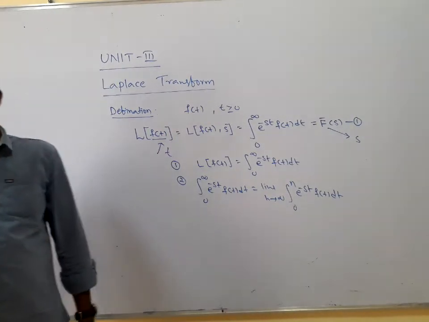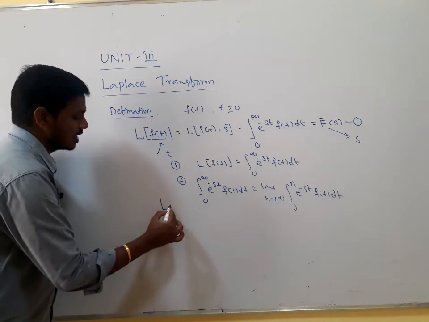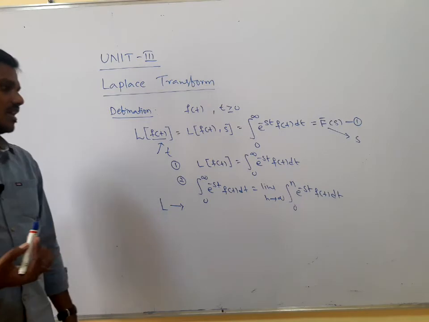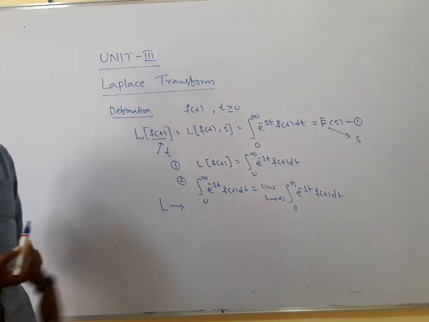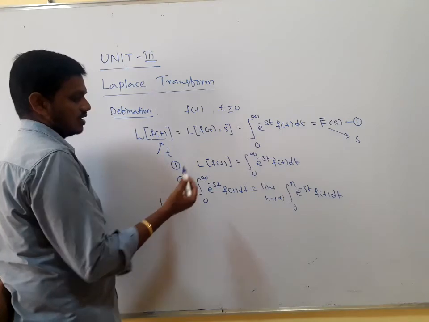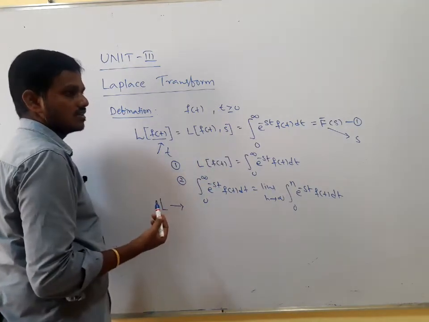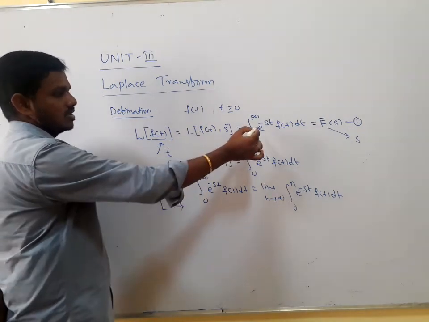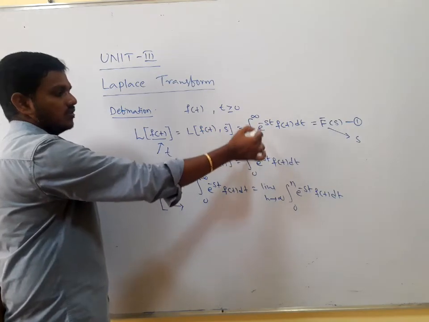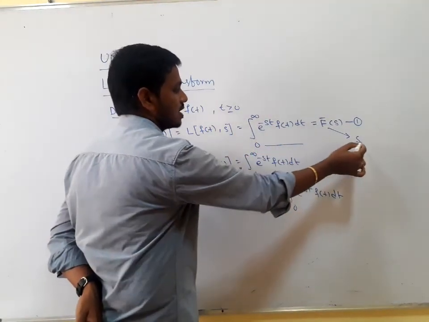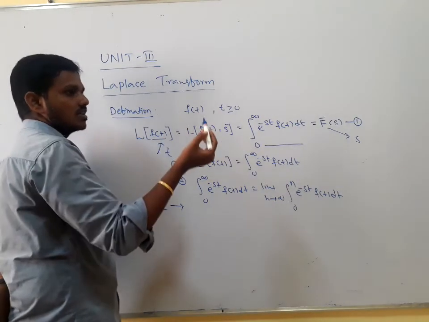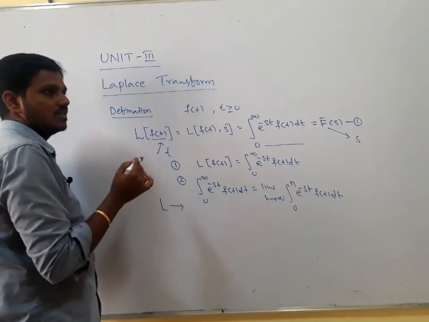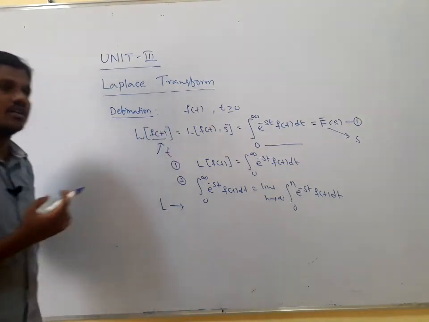Here the symbol L stands for the Laplace transformation operator. The Laplace transform of f of t exists if the improper integral, e to the power of minus st into f of t dt from 0 to infinity, converges to some function of s. If it exists and converges, we say that the Laplace transformation of f of t exists. If it diverges, we say that it does not exist.